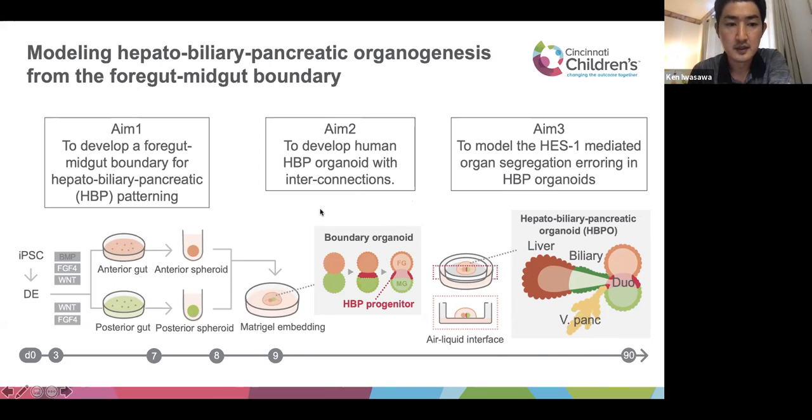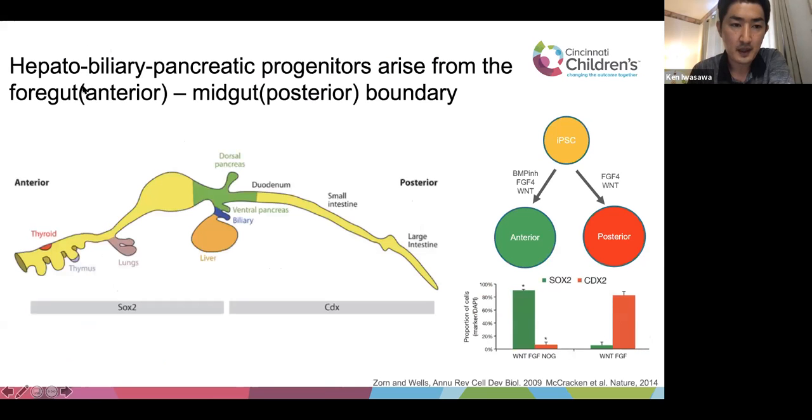First, I'm going to talk a little bit about the development of the liver, bile duct, and pancreatic progenitors. These arise from the boundary of the foregut, the anterior gut, and the midgut, the posterior gut. As you can see here in this schematic, the liver, the bile duct, and the pancreas are very early progenitors that arise from the boundary of the anterior gut and the posterior gut.